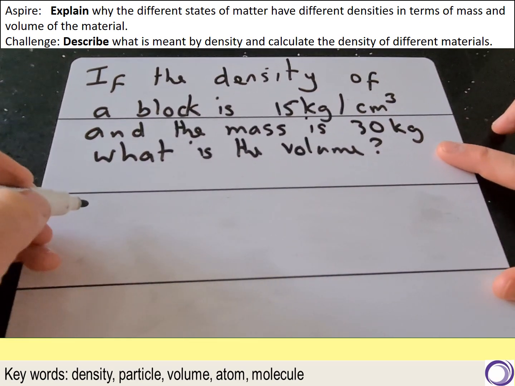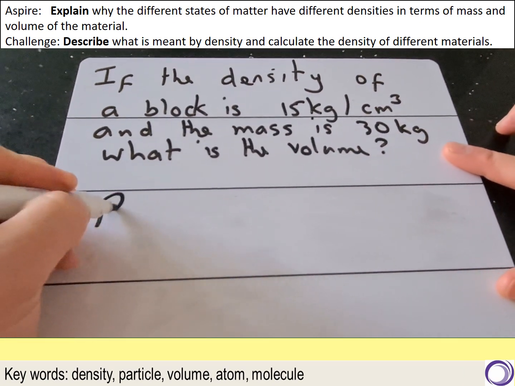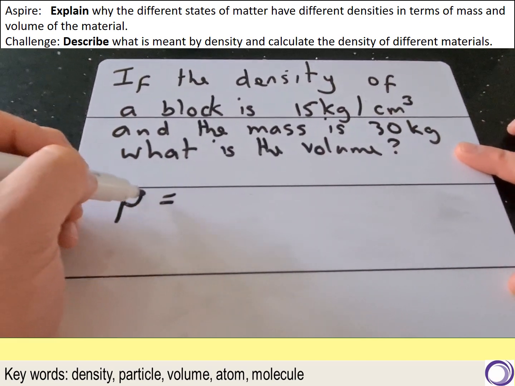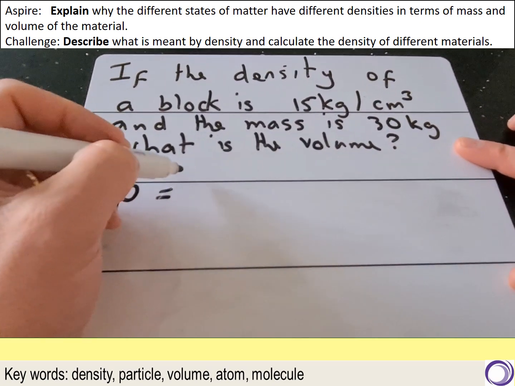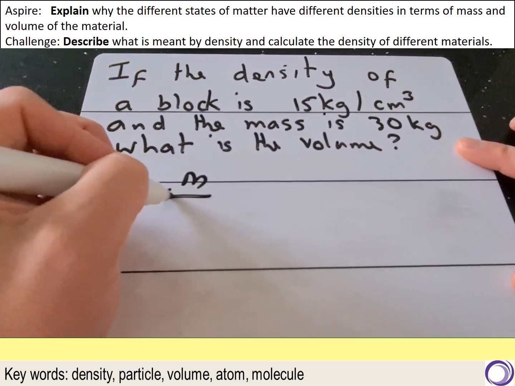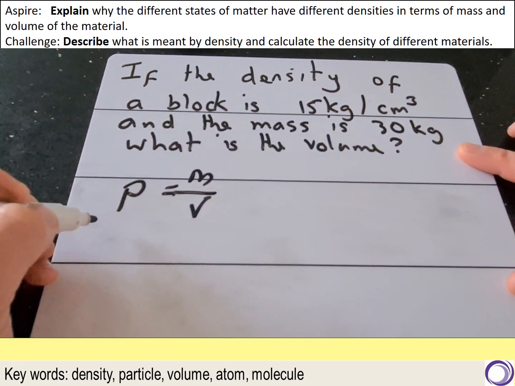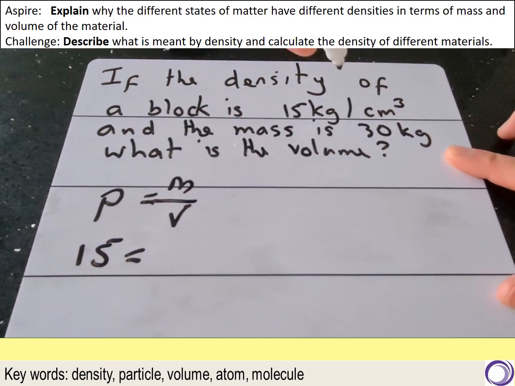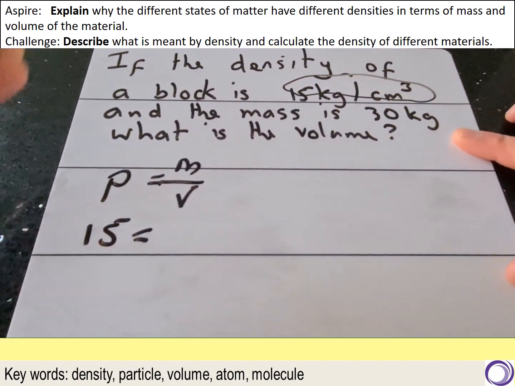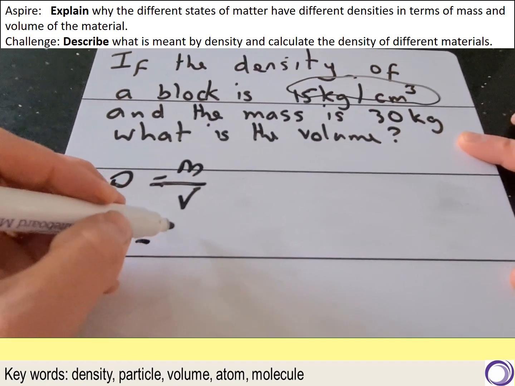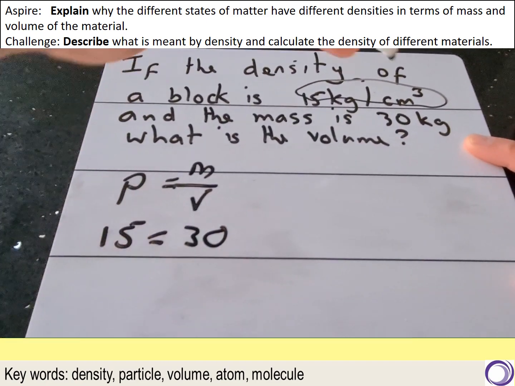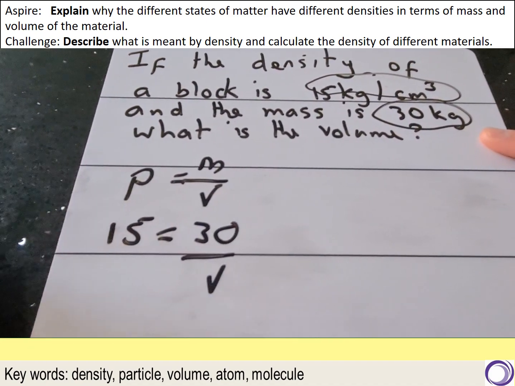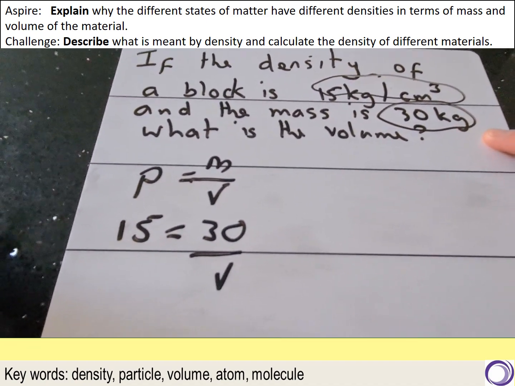So to do this question, the first thing you do to get your first mark is write your equation. So it's rho, or density, equals mass divided by the volume. Now you put in your numbers. Well, I know the density, that's 15 because that's right here. Okay, and I know my mass is 30 because that is right here as well. But I don't know the volume. Okay, this is the harder one to do.